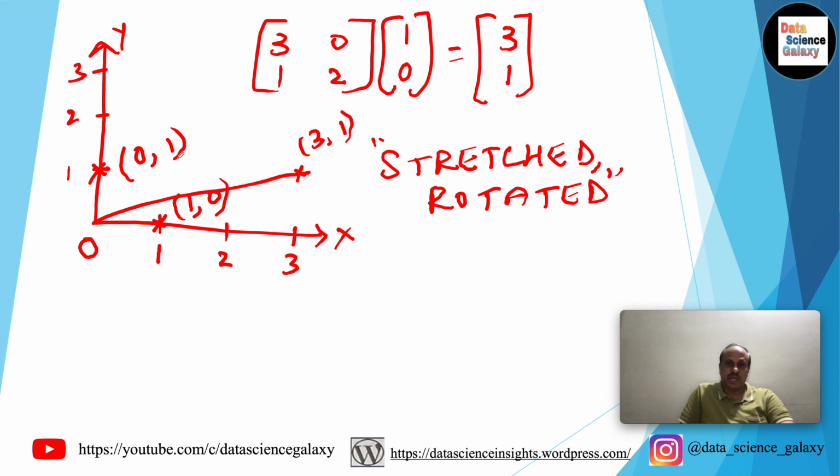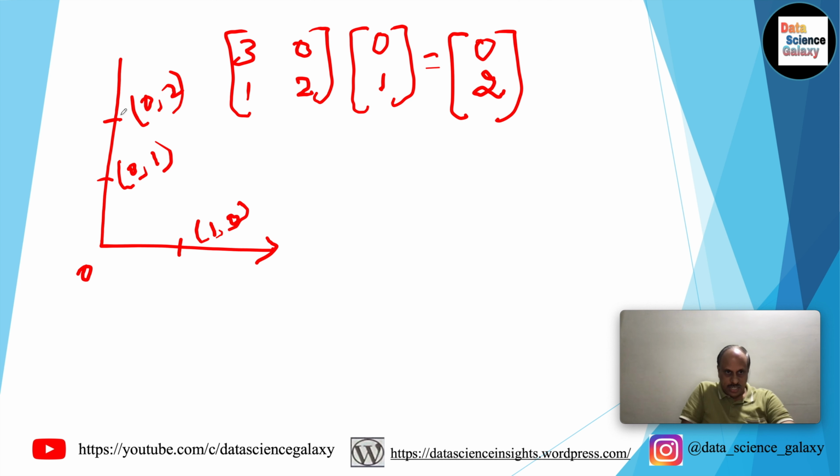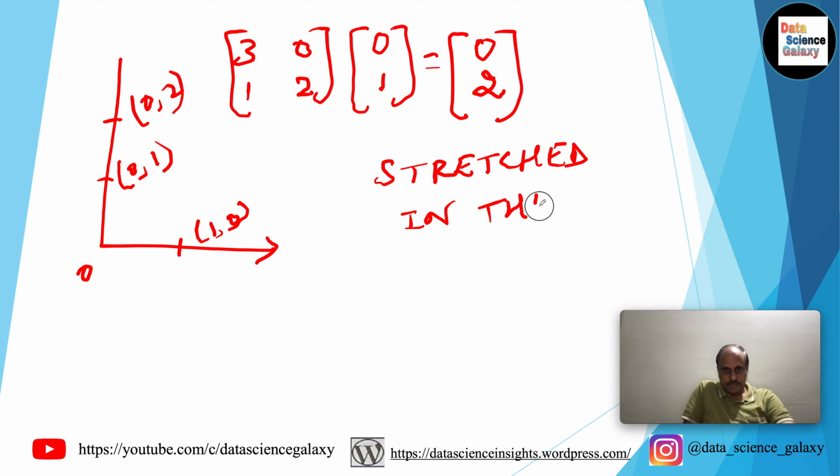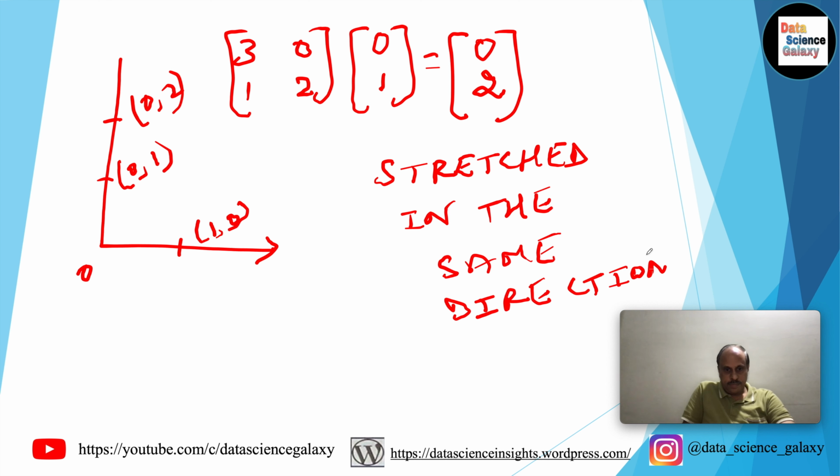Unlike the previous case where it is stretched and rotated, here it is only stretched. And notice here it is stretched in the same direction of the vector 0, 1, but not rotated. So I'm going to call it out. Stretched in the same direction, but not rotated.